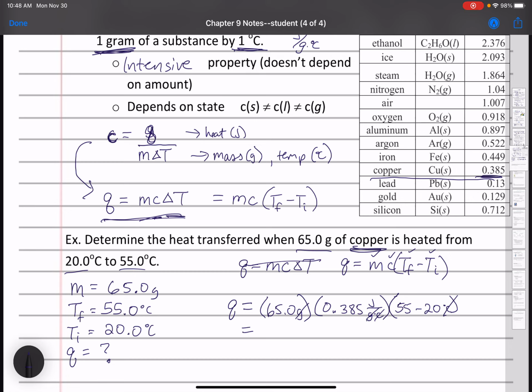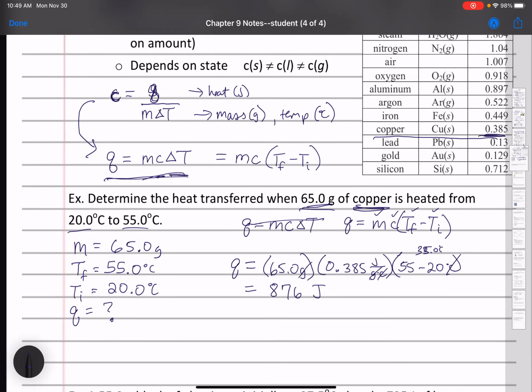So 55 minus 20 is 35 degrees Celsius. So now I just do 65 times 0.385 times 35. And my answer should have 3 sig figs. Everything here has 3 sig figs. So my answer is 876 joules. 876 joules of heat is transferred when we heat a block of copper that's 65 grams from 20 degrees to 55 degrees. Right?